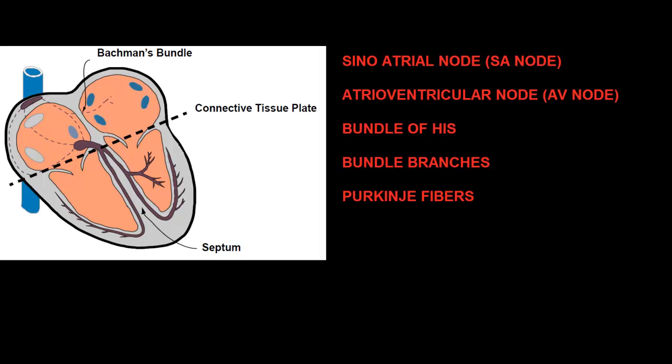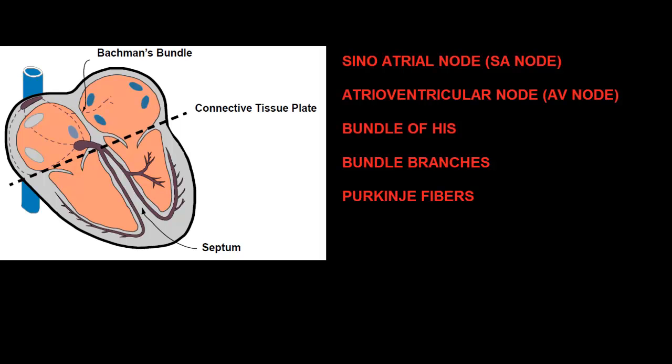In the last video, we talked about the movement of ions in and out of cardiac cells and how that causes contraction and creates electricity. What we're going to look at now are the players inside the heart that create and conduct that electricity. What we have listed over on the right are the 5 players.